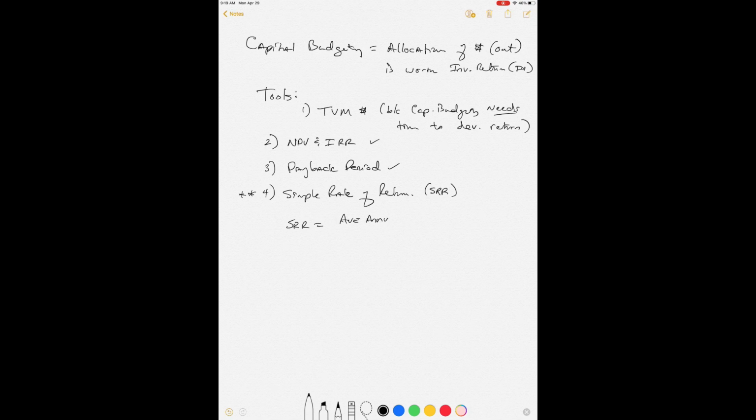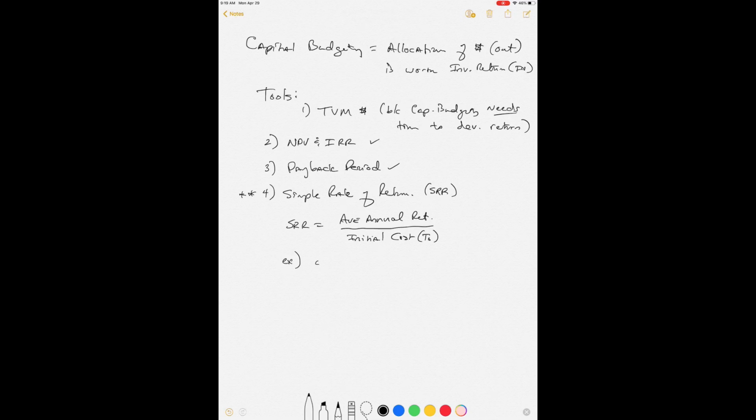So the formula, first of all, is the way to start. Simple rate of return is equal to the average annual return. So you've got money that comes in across several years. What is the average? Divide it by the initial cost, that's at time value 0, and you get what's called simple rate of return.